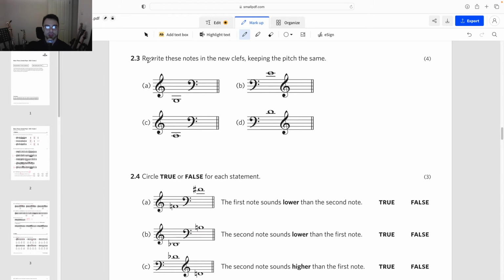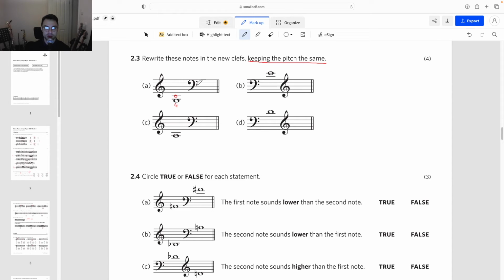Okay, 2.3. Rewrite these notes in the new clefs, keeping the pitch the same. Okay, right. So first of all, what is this note? Well, here's middle C, all right? There's middle C. Let's count down from C. C, B, A, G. So that is a G, all right? But we want to find the same pitch, keeping the pitch the same.